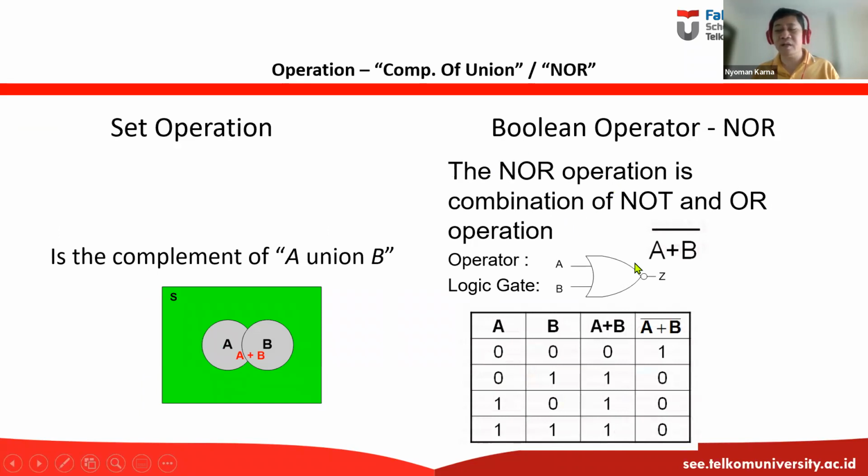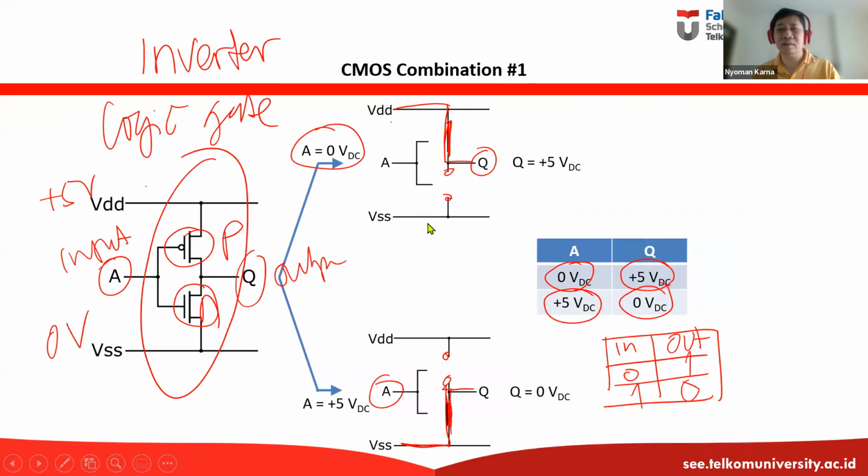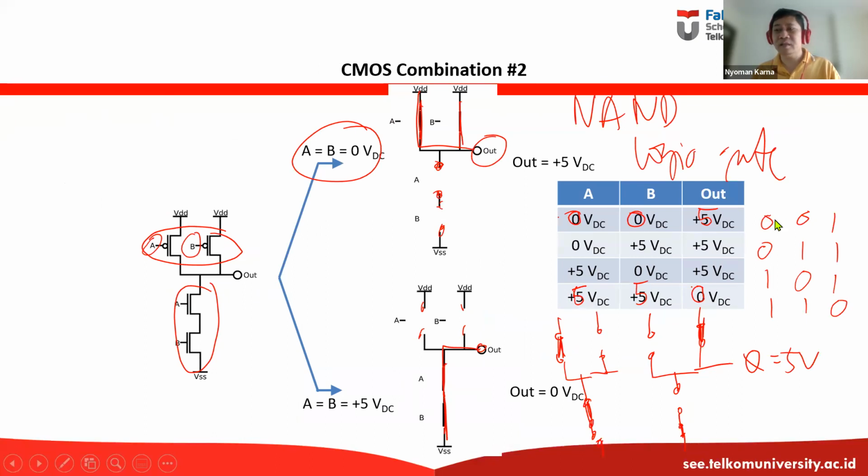Okay, so we have NOR in here. And this one is the NAND. 0, 0, 0 plus 0 is 0, and then inverted to become 1. Just like our previous combination. This one. 0, 0, 1, 1, 0, 1, 1, 1, 0, 1, 1, 1, 0. This one is, sorry, I believe it's the NOR gate, this one.